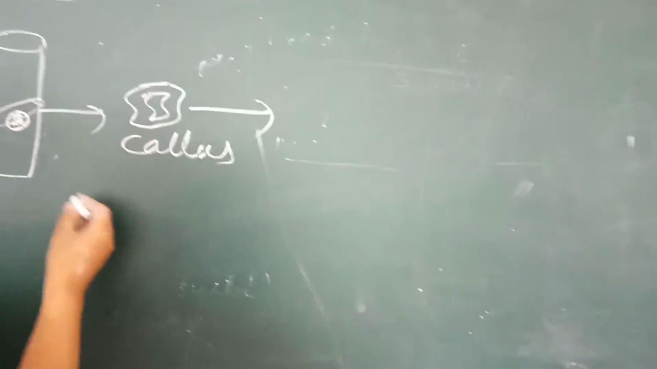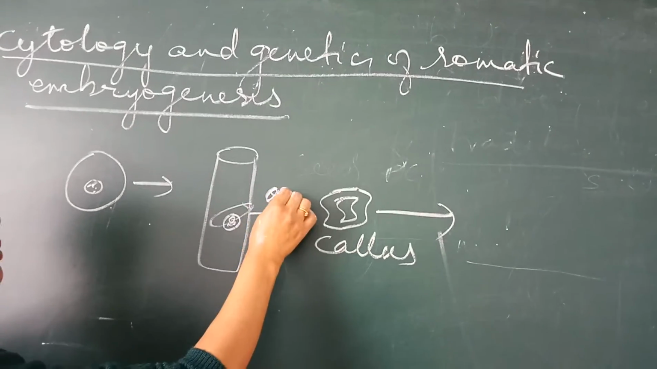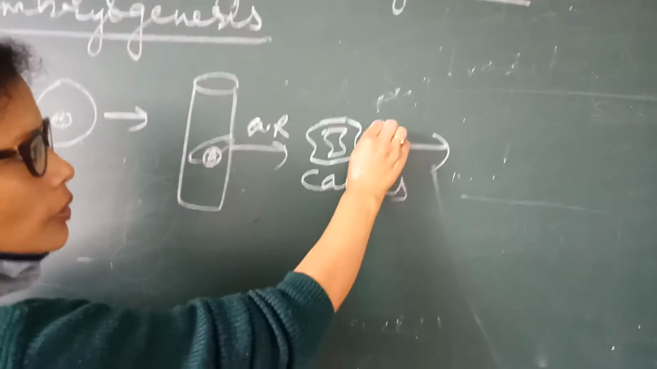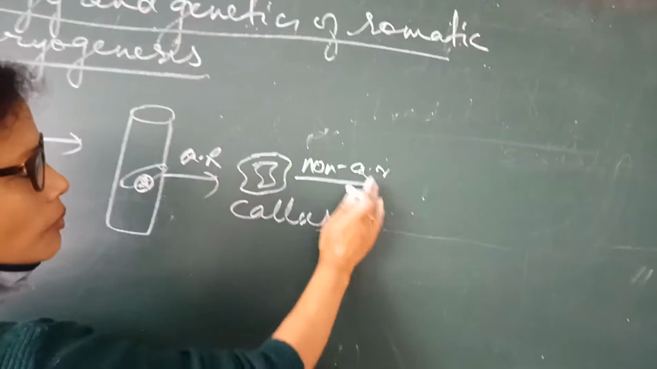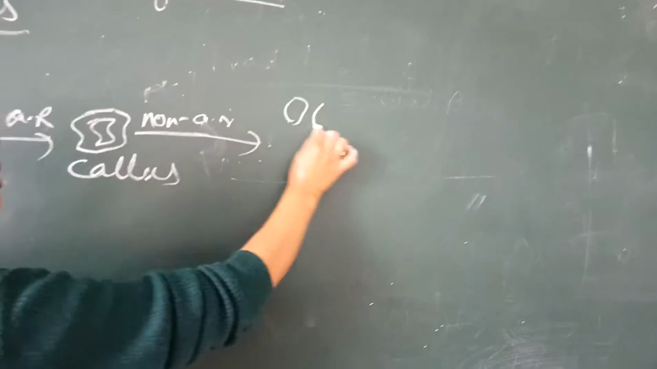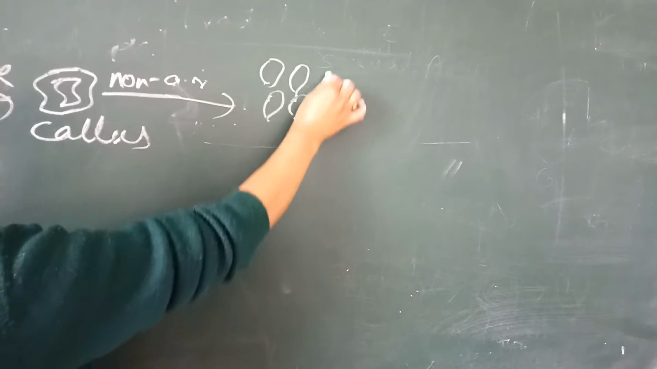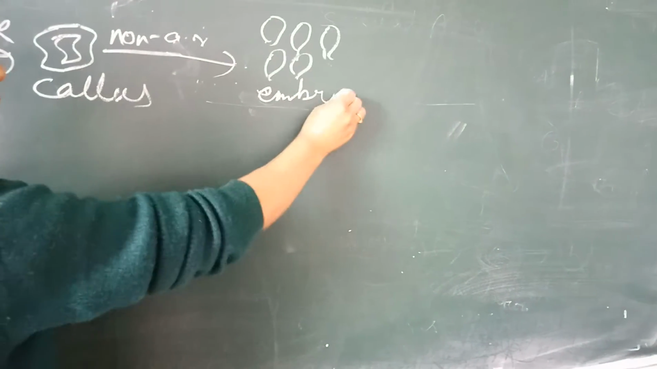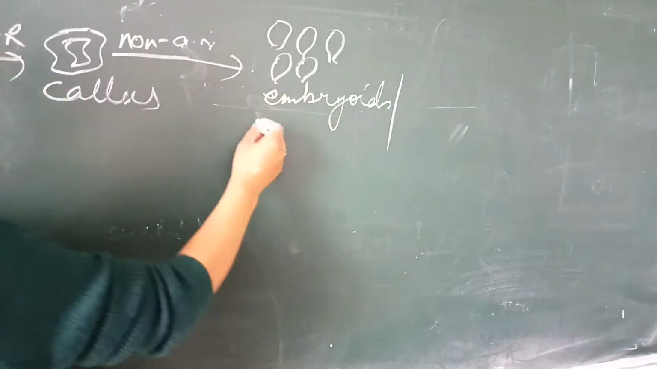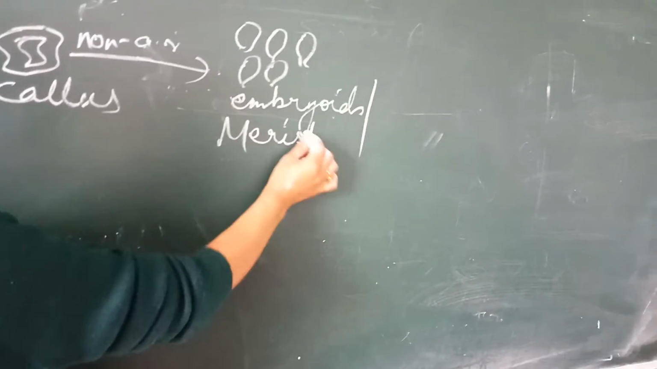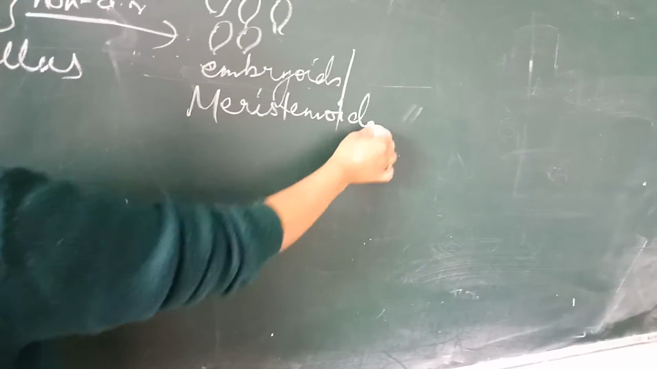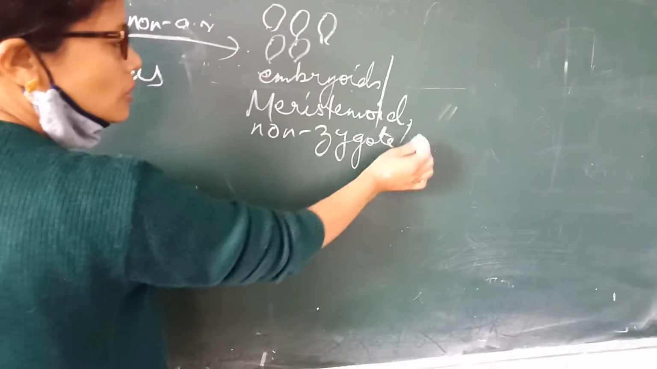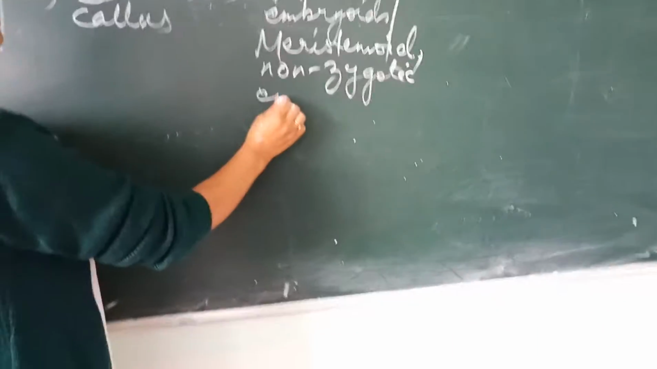Yes. And from this callus, this medium is auxin rich. Then when you take this callus and grow it in a non-auxin rich medium, what will you get? You will get these heart-shaped structures. And what do we call these heart-shaped structures? They are called embryoids, or in some books, meristemoids, or non-zygotic embryos, because there is no zygote stage.